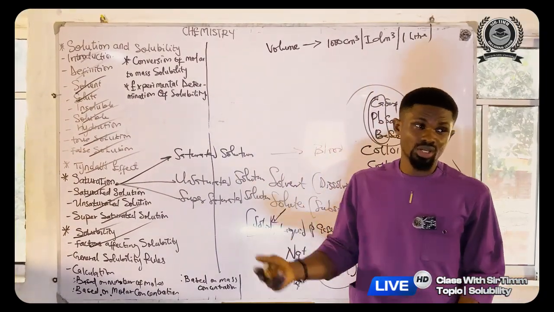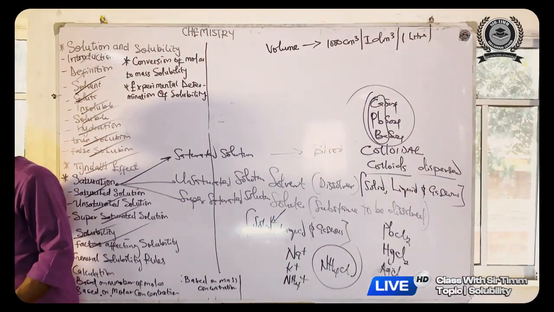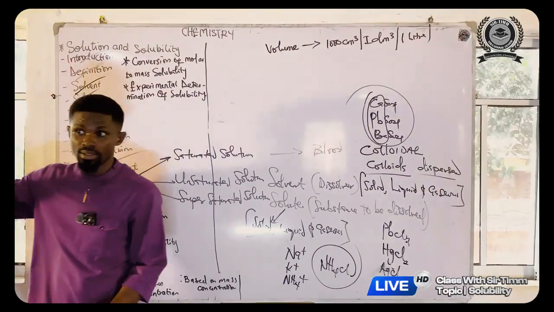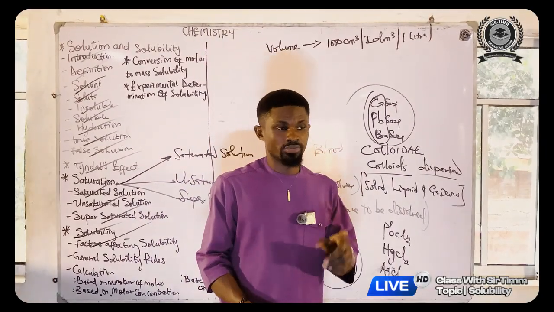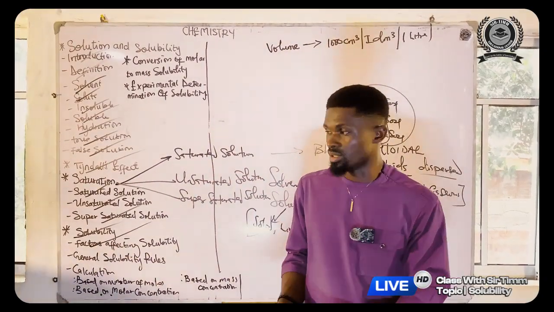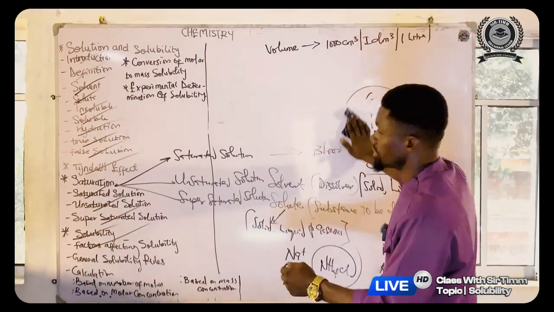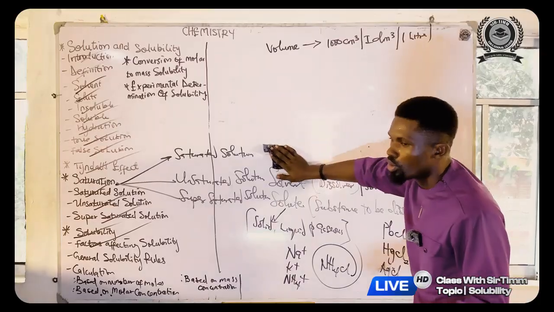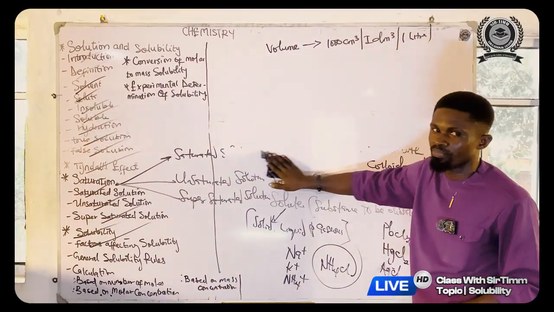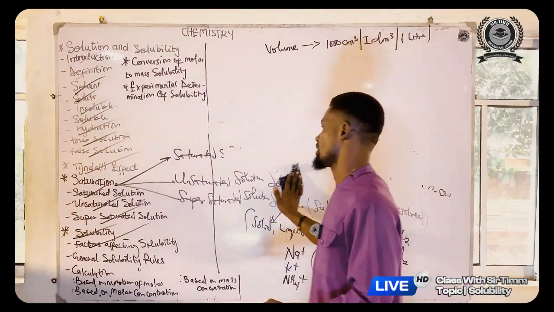Formulas or calculations under solubility, right? Because you've already understood the meaning of solubility and what it's all about. From what you understood, the first formula you have to have in your mind is this: solubility in chemistry means the amount of solute, whether in mole or in gram, dissolved in a standard volume of water, isn't it?